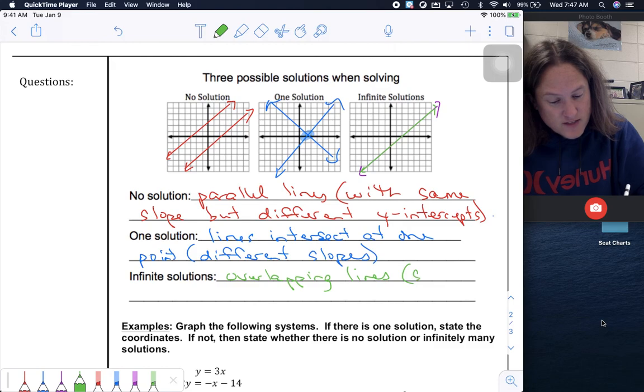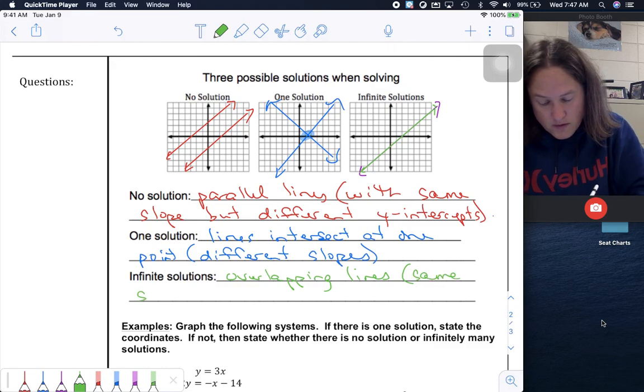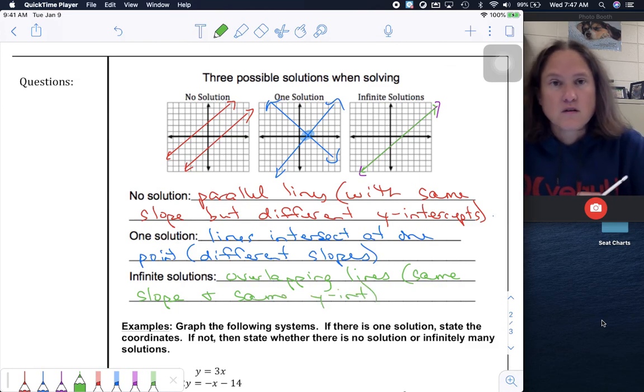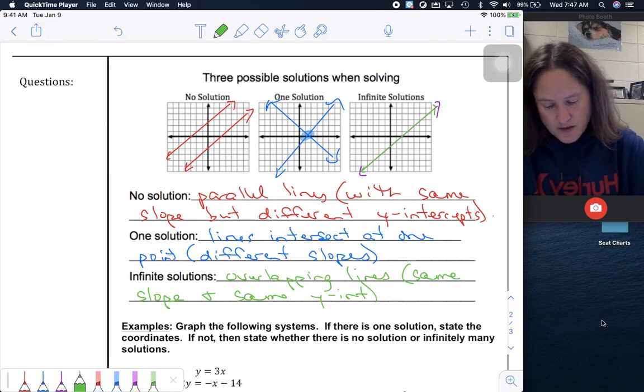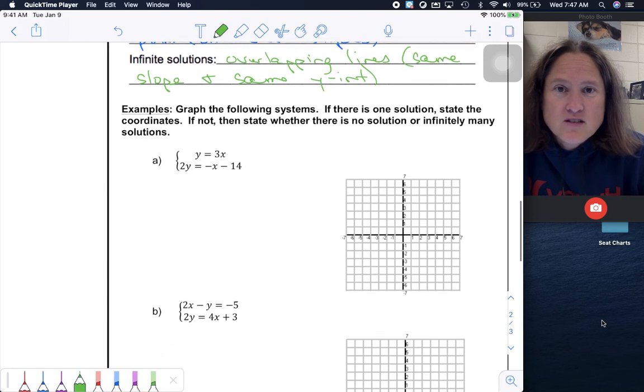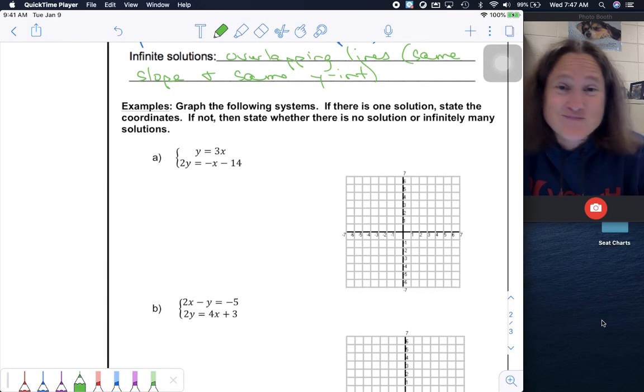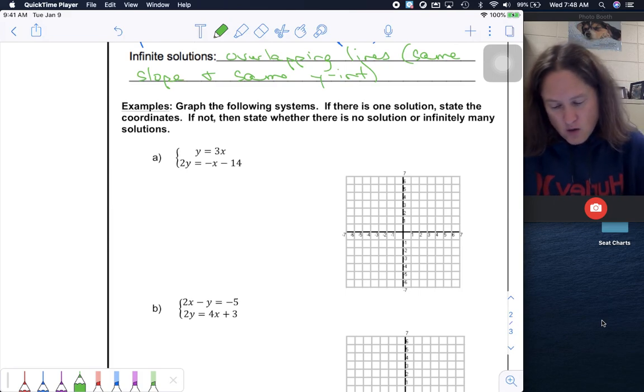And that means they're going to have the same slope and same y-intercept. Okay, so that's our three possibilities anytime we're solving a system, so keep that in mind. So what we have to do if we're solving by graphing is just graph the two equations on the same graph and see what happens. Okay, it's a great visual. So let's take a look here.